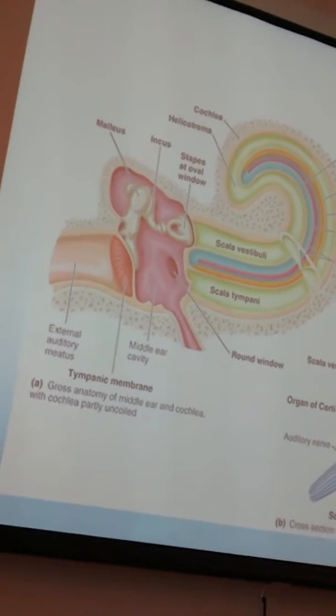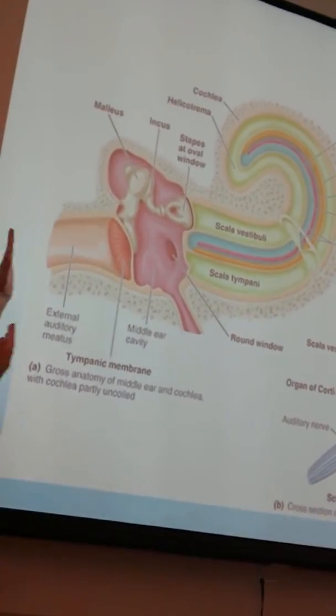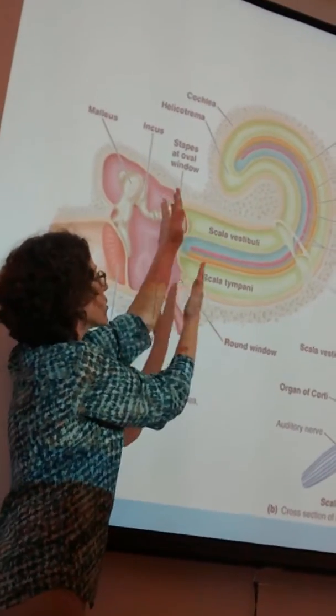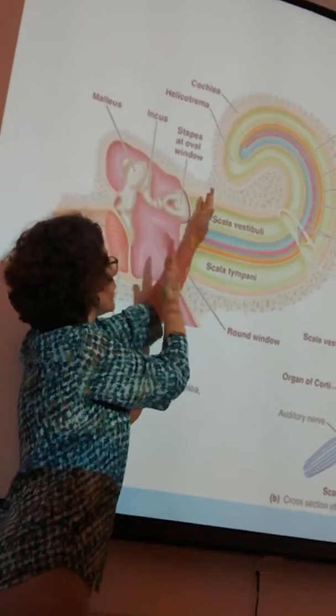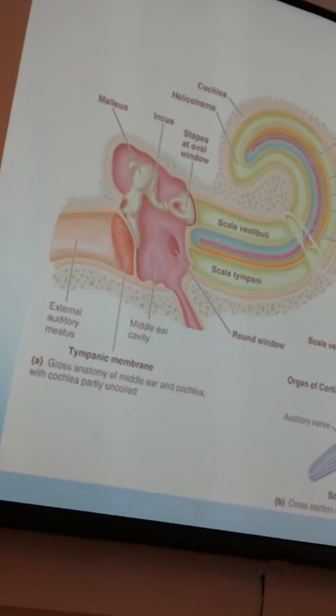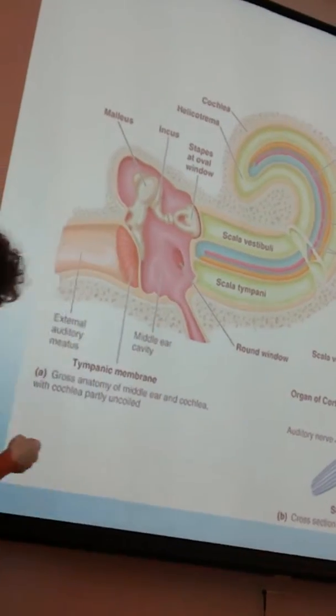So those two kind of work in conjunction. When we have the stapes hitting on the oval window, that's going to make the round window move out. So as the oval window moves in, the round window moves out, so they're moving in opposition. That round window helps to dissipate pressure in the fluid in the chambers of the inner ear.